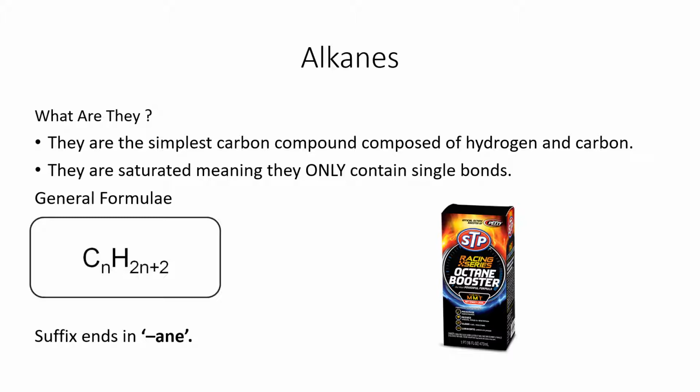Alkanes are the simplest carbon compound you can find, and they're composed of hydrogen and carbon. They are saturated, meaning they only contain single bonds, and this is the general formula. This denotes that for every carbon atom you find, there's twice the number of hydrogens plus 2. This is the image of octane. Octane is the most popular and well-known alkane you can find, and is used in cars.